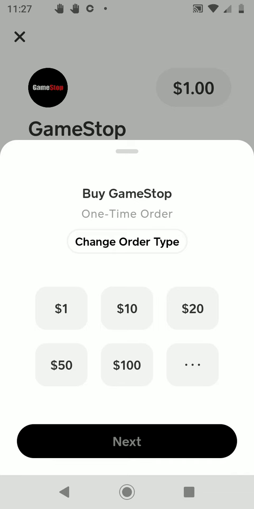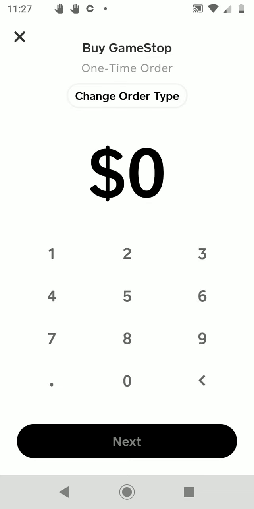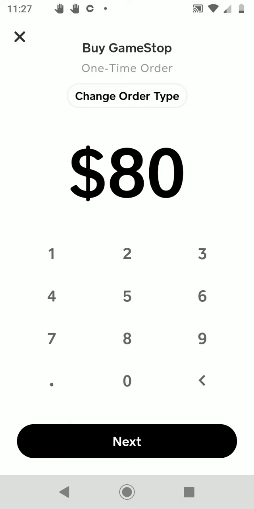All right. So what I'm going to do, it gives you options there. You can invest $1, $20, $10, $50, $100, or if you hit those 3 dots, you can actually enter the amount that you want to purchase, and you can do fractional shares of a stock, or you can buy a whole share of a stock. So I'm gonna put in $80, which that's gonna cover 2 shares, and give that just a moment.